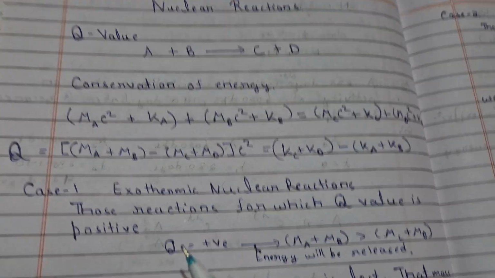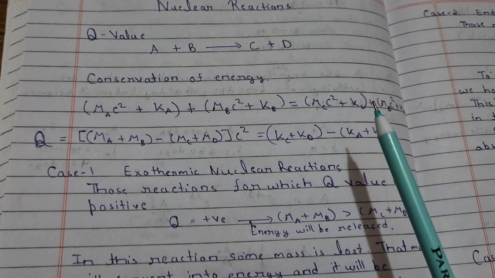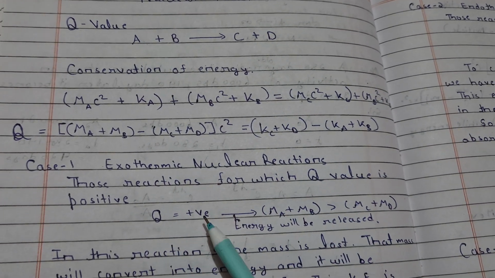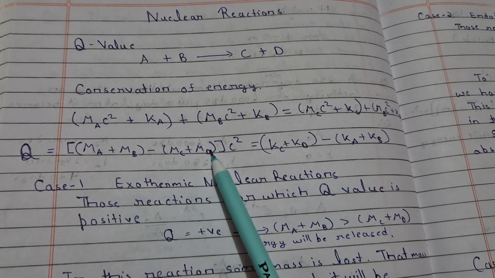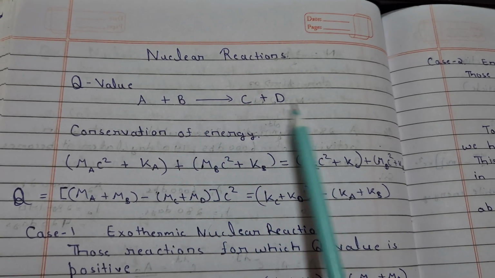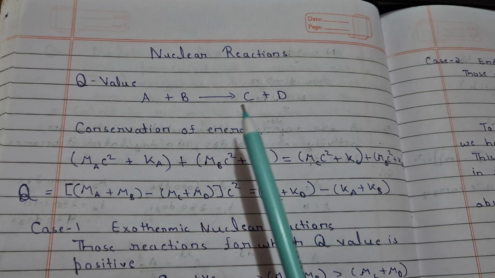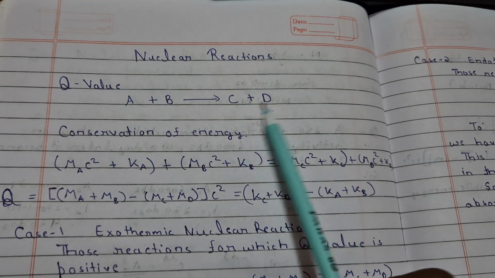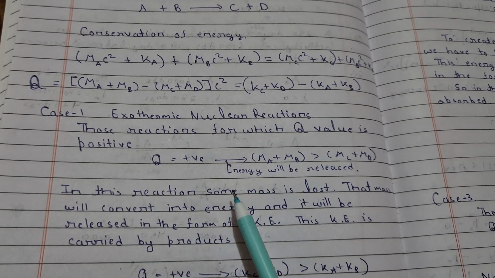First, the exothermic nuclear reaction. What is the meaning of exothermic? It means energy will be released. Energy released means Q must be positive. Q will be positive only when this term is greater than this, meaning the mass of reactants is greater than the mass of products, meaning some mass is lost after converting into C plus D. That mass is lost in the form of energy, meaning the kinetic energy of the products will increase. That's why this will be greater than Kc plus Kd. So you can see that energy will be released.